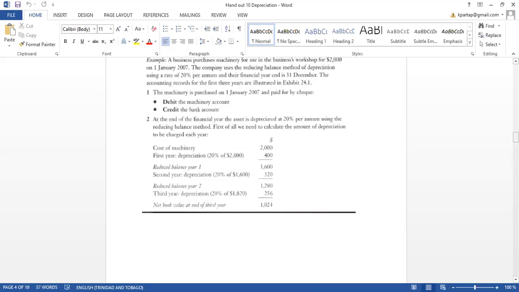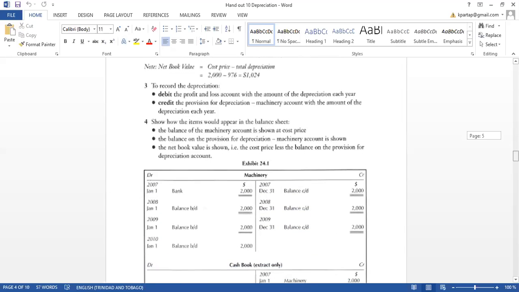So for year 3, we calculate 20% of the now $1,280. So they mix up the figures there, right? So that's $1,280. 20% of $1,280 is $256. So we minus the $256. At the end of it now, the end of the 3 years, we will remain with a value of $1,024. So that would have been how to calculate the 3 years depreciation. But here is the actual recording of that depreciation.